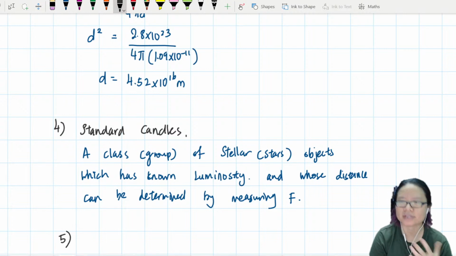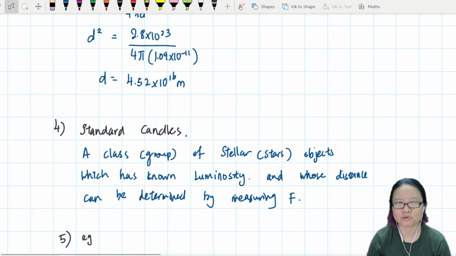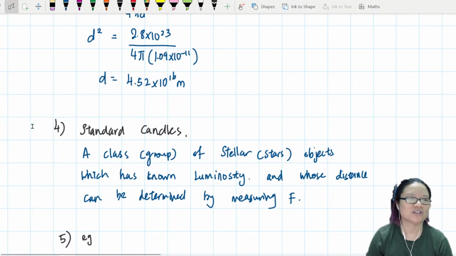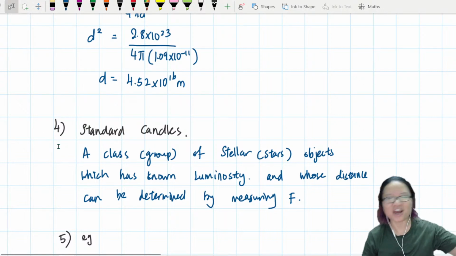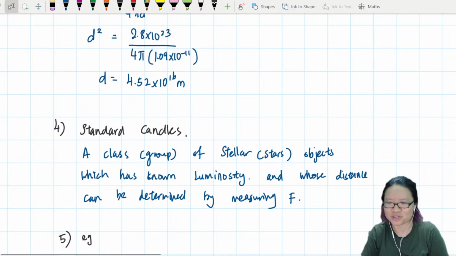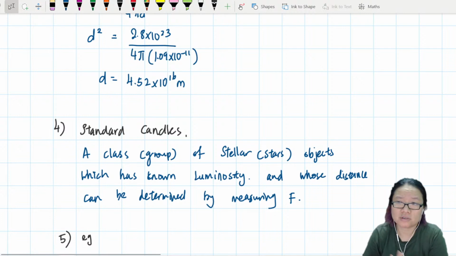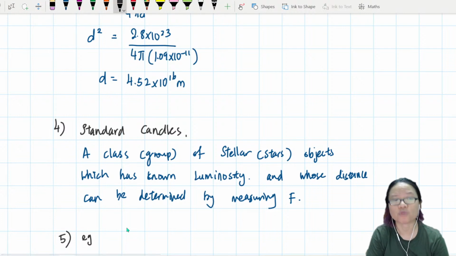There are a lot of standard candles. It is unknown whether this is part of your syllabus, because the syllabus seems to stop here. So basically they're telling you, oh, you say you don't know luminosity, don't worry. We have a group of stars that we already know the luminosity. And you go like, wait, what? How do you know that luminosity? I'm not sure whether it's in your syllabus. Certain textbooks include this, so I will include this for you also.